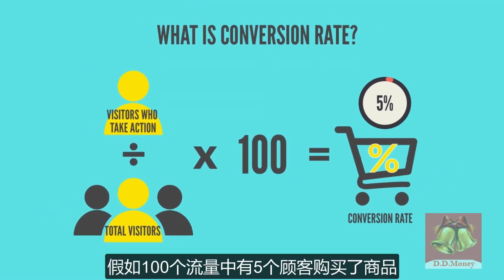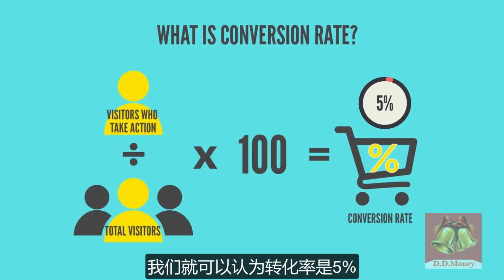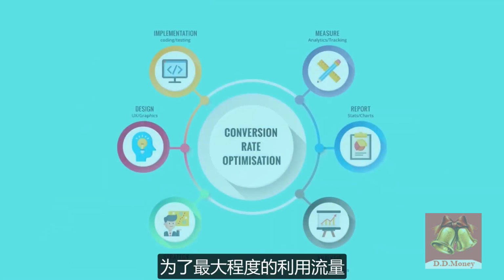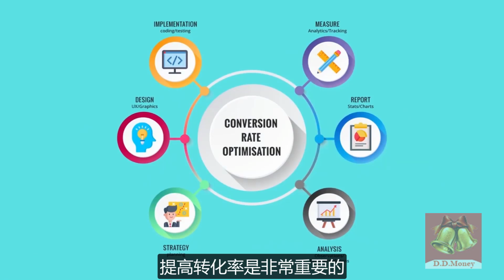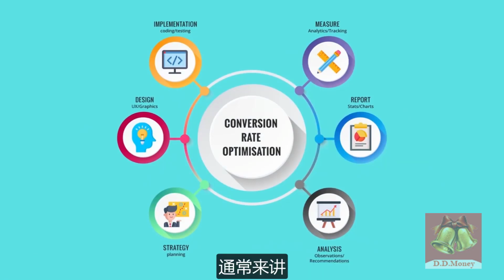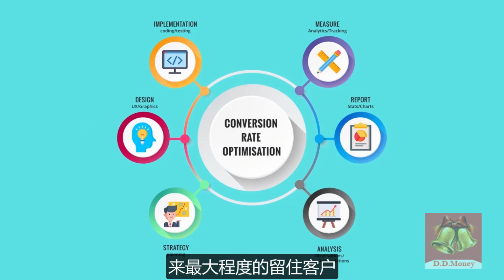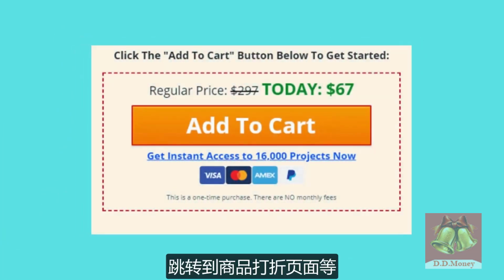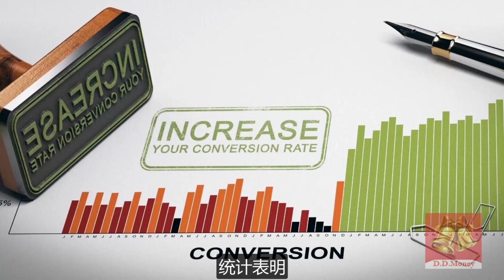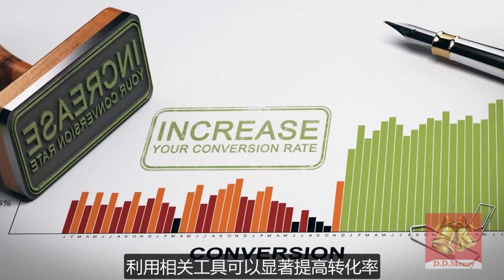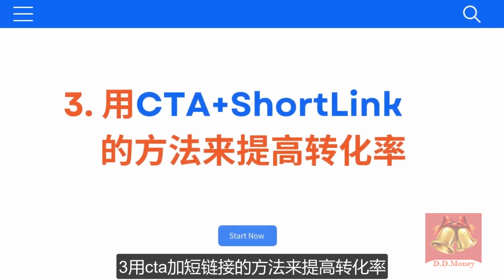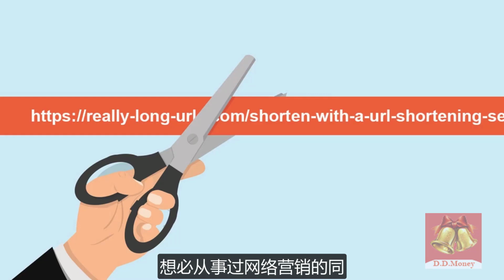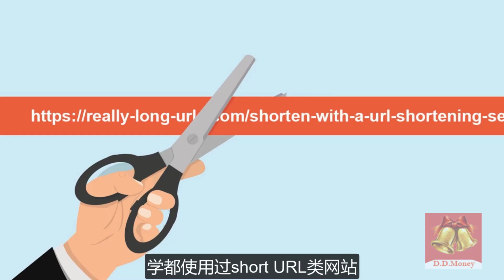For an affiliate program, suppose 5 customers in 100 traffic have purchased goods. We can think that the conversion rate is 5%. To maximize the use of traffic, it is very important to improve the conversion rate. Generally speaking, internet marketing experts can use some tools to maximize customer retention. For example, giving away free ebooks by subscribing to an email pop-up to prevent users from leaving, jumping to the product discount page, etc. Statistics show that the conversion rate can be significantly improved by using relevant tools.